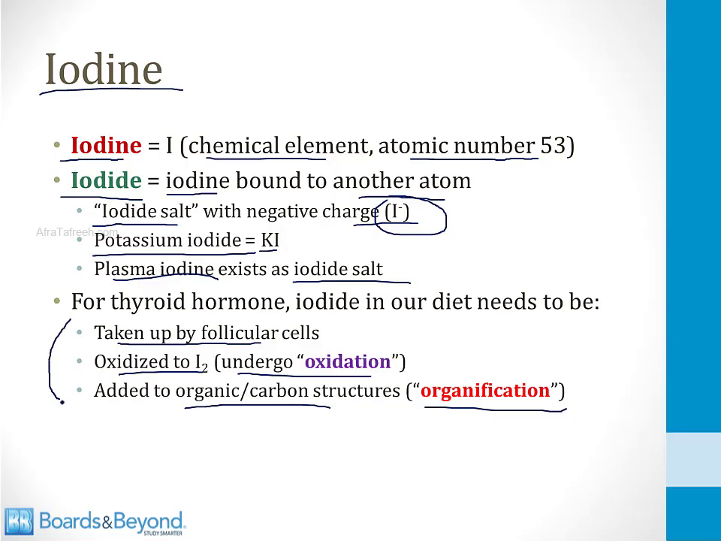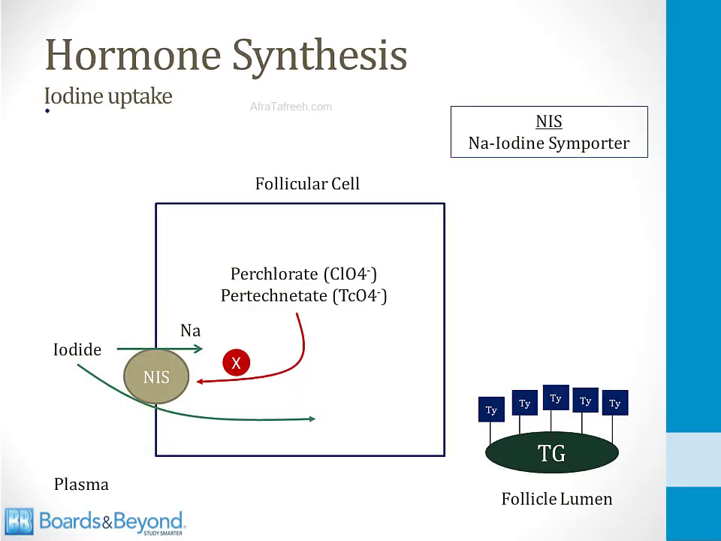And we're going to talk about these 3 steps of incorporating iodine into thyroid hormone. They're very high yield for you to know for step 1. So the first step is iodine uptake by cells of the thyroid gland. On the screen, I've drawn a follicular cell of the thyroid gland.